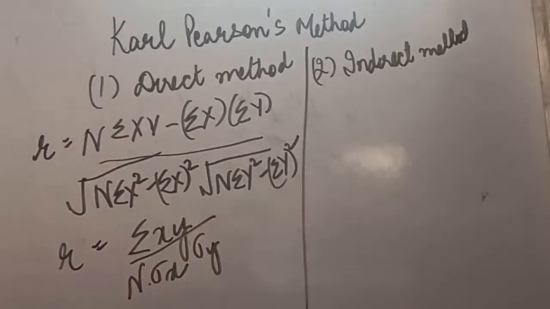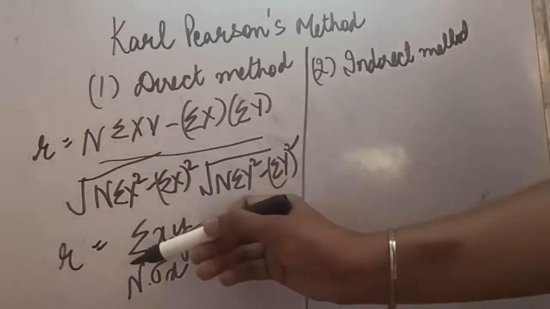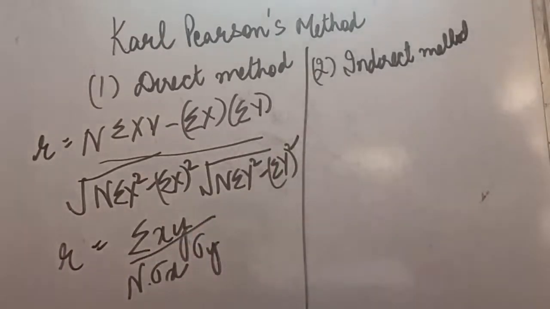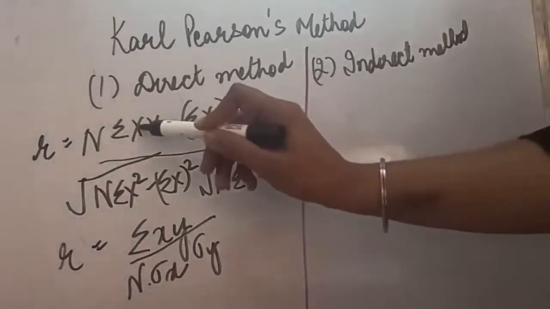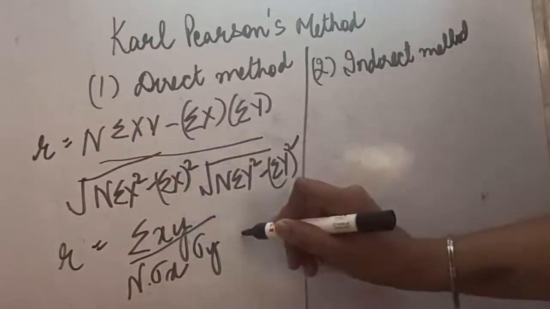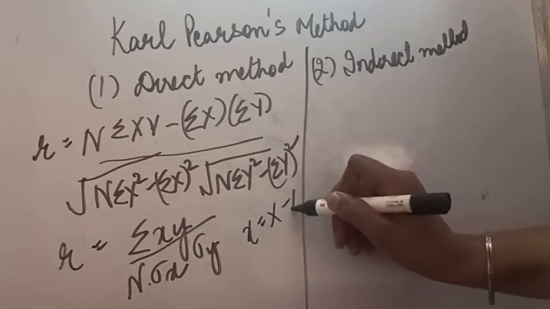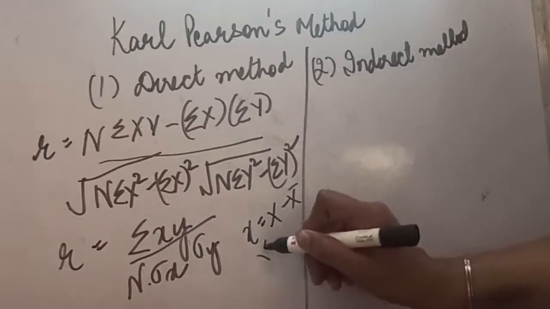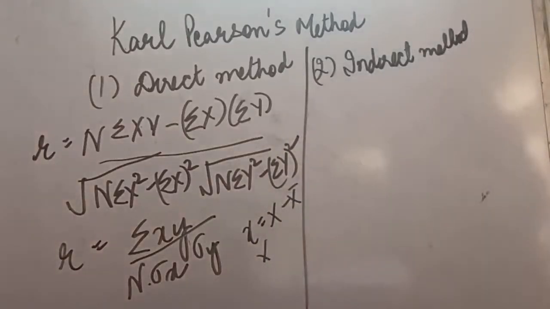Now the direct method is applied when the values are very small or when it is easy to calculate sigma xy. Now you should understand the difference between capital X and small x. When it is given small x, this means x minus x mean. When it is given capital X, it means the original values given in the series.